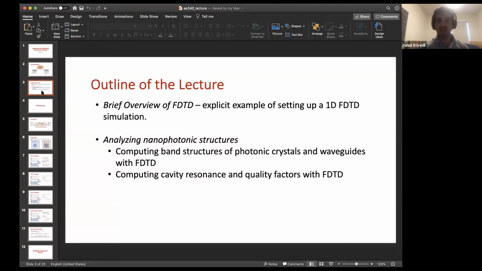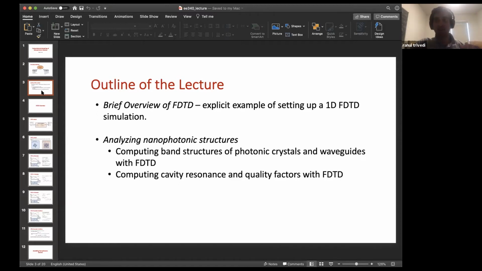So we'll do FDTD. I'll give you an overview of how we can set up an FDTD simulation. So what are the basic mathematical steps? You discretize, yes, but there are some subtleties that go into implementing FDTD. So just a very brief overview. I'll do it with a 1D example, right? Because it's easier to understand.